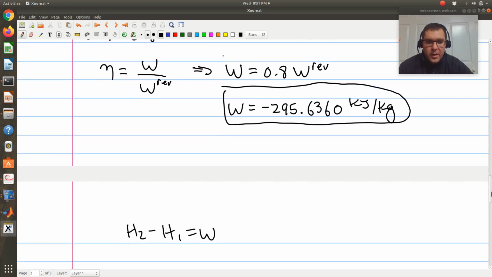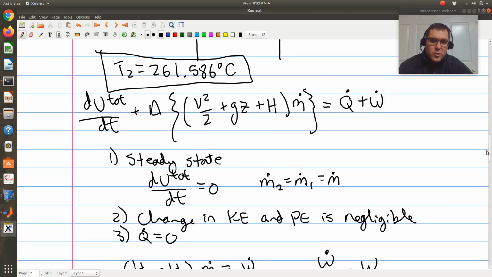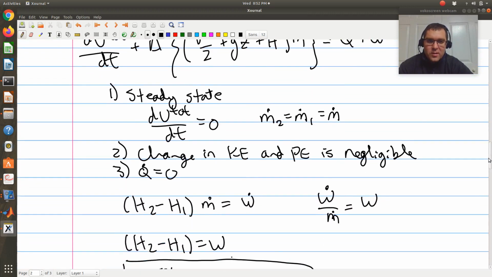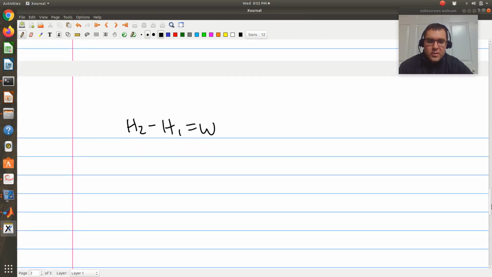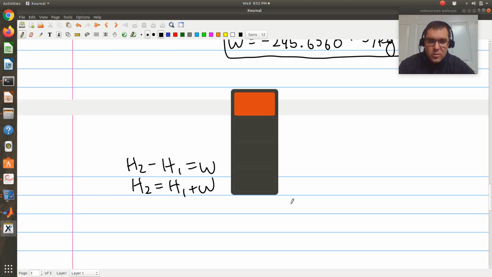So here, though, we don't know T2. T2 for the reversible case is 261.586 degrees C. So what is T2 for the non-reversible case? Well, I know P2. What I can do here is solve for H2, a second intensive property, to pin down the state of my system. So H2 is going to be equal to H1 plus W.